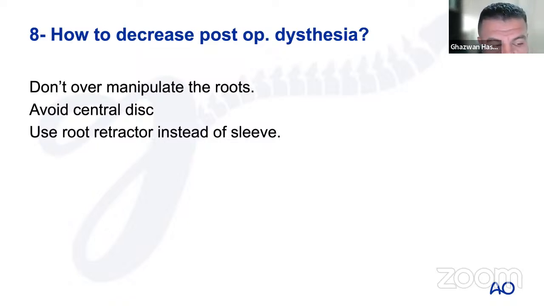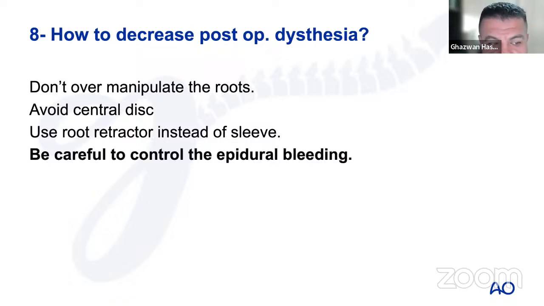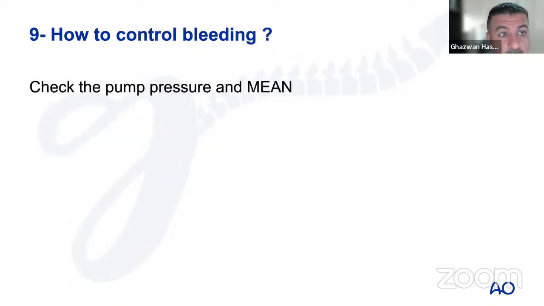Also, some companies produce a root retractor rather than introducing the whole sleeve in the canal to retract the nerve root, which is a smart idea for me, to decrease the injury or traction to the nerve root. And another important point: be careful to control the epidural bleeding, because whenever you have a fully bloody field, it is very difficult to control it and also to identify the available tissue. How to control the bleeding is again another dilemma and another problem facing anyone who starts to think about endoscopy.